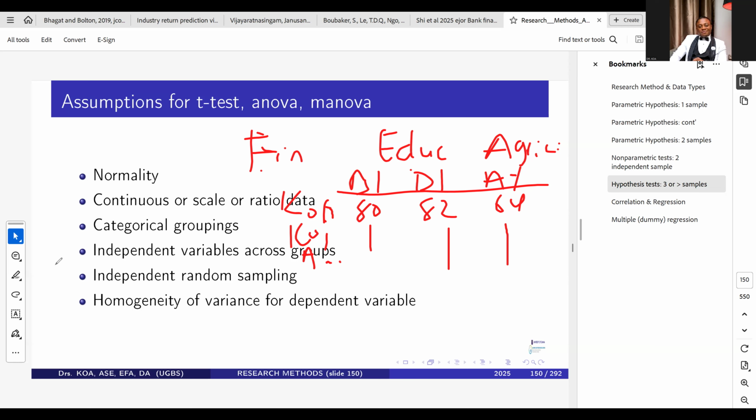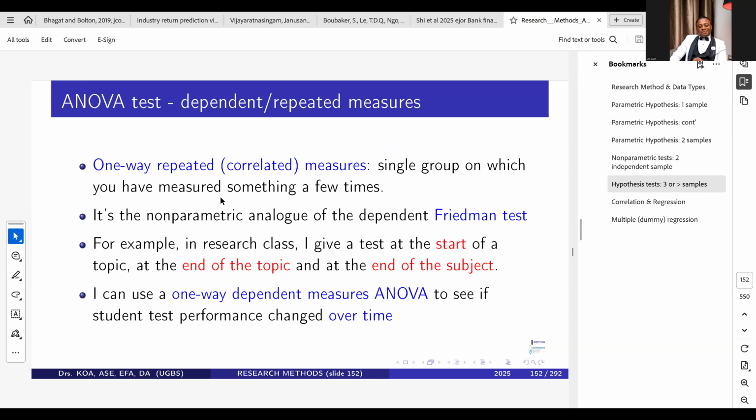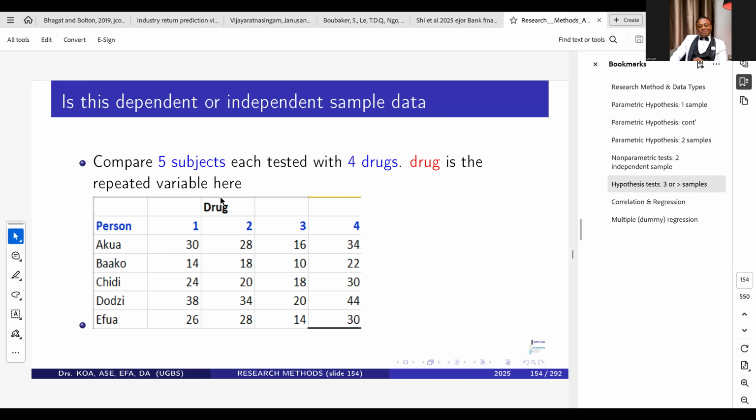Let's take a real example of that. So all of these are examples. Now, if you look at this one here, is this dependent or independent? Take a very wild guess based on knowledge, a calculated guess. If you look at this, this is a drug, and you have persons. You have Kuya, Bakon, Chidi, Doji, and Ifua. And then you have some recorded drugs here. Do you think this is dependent or independent?